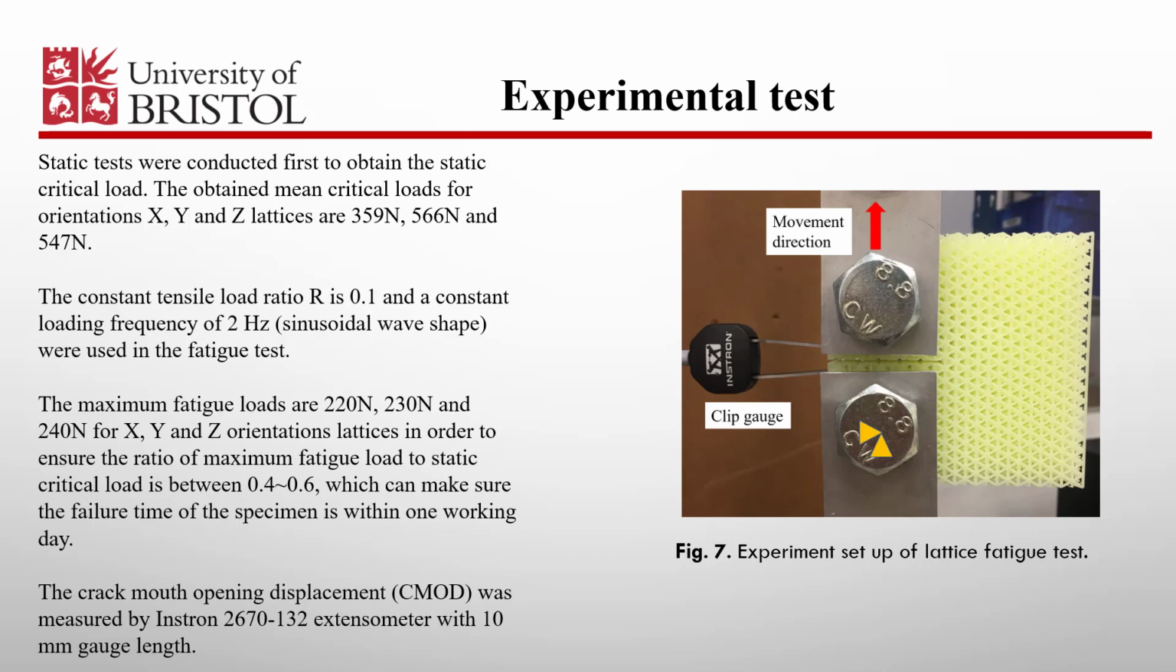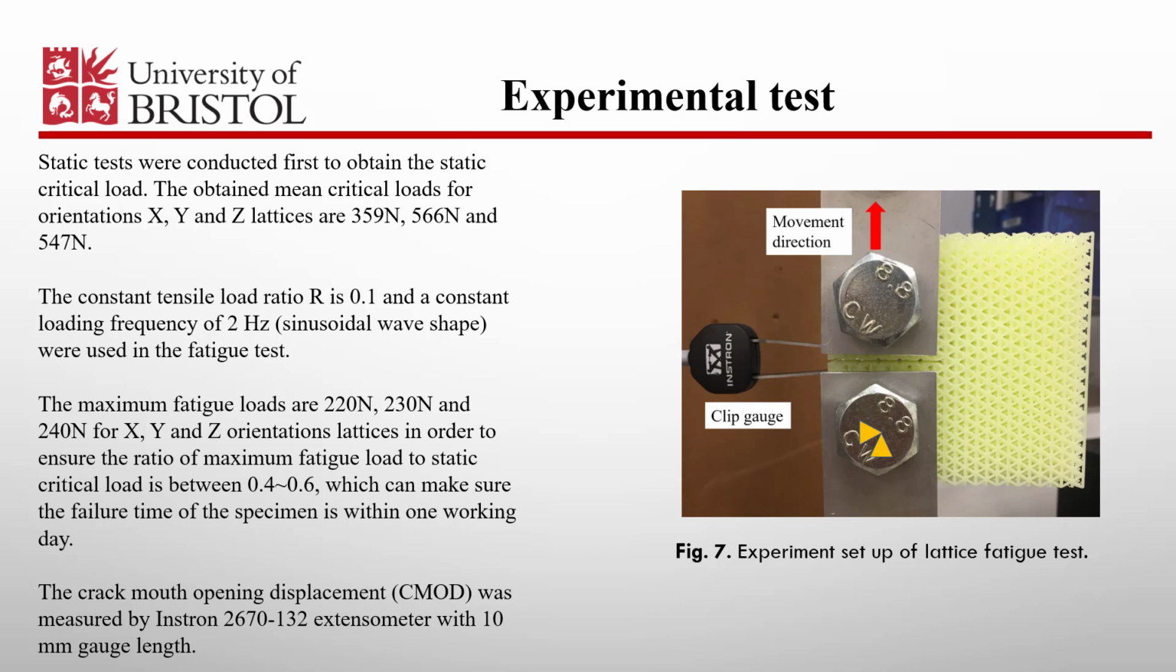Static tests were conducted first to obtain a static critical load. 2 CT specimens in each orientation were tested under displacement control at a crosshead speed of 1 mm per minute. The displacement and reaction force of the loading crosshead were recorded during the experiment. The obtained mean critical loads for orientations X, Y, and Z lattices are shown here.